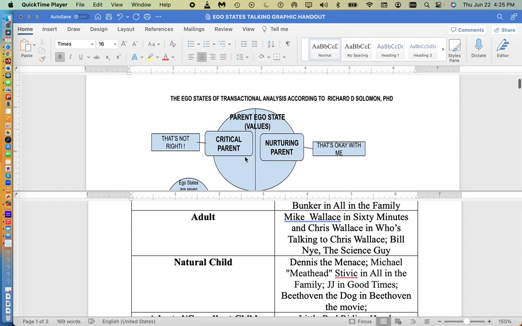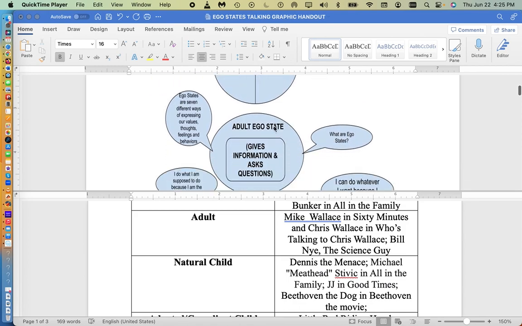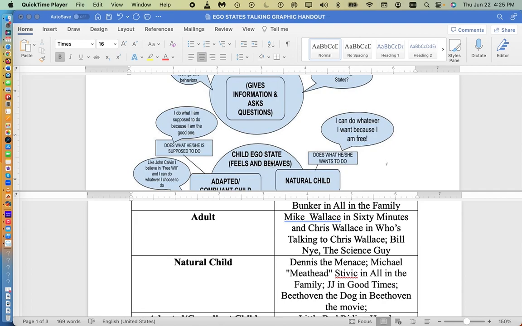Now, within you, you also have a parent ego state. That's the ego state within you that is nurturing when you say, well, that's okay with me, you can do that, that's fine. Or when you say to others or yourself, and you're critical, that's not right, I'm not going to do that, it's wrong to do that. In other words, the parent ego state gives values, and the adult ego state gives information, asks questions, and the child ego state, which again exists within us, expresses our feelings and our behaviors.